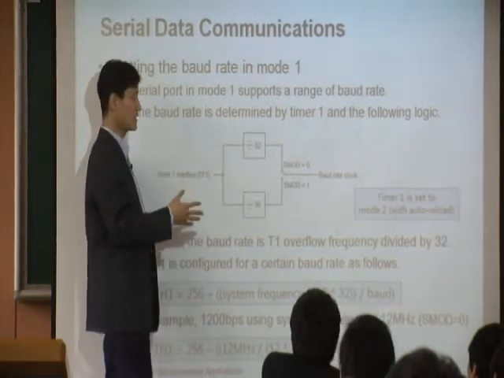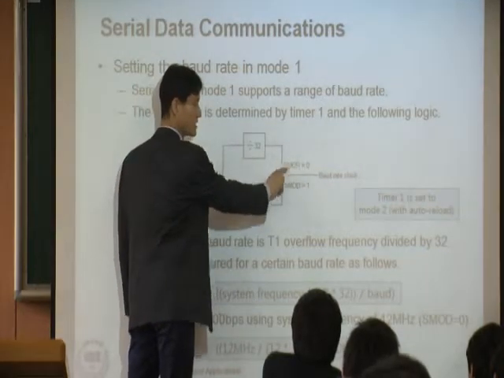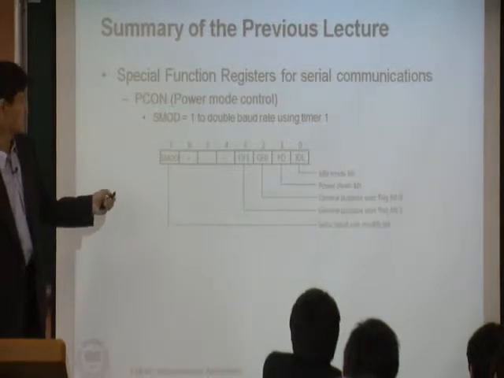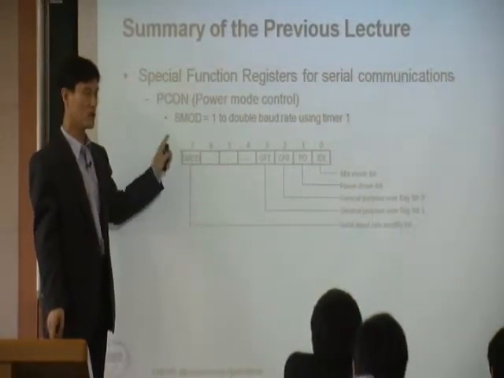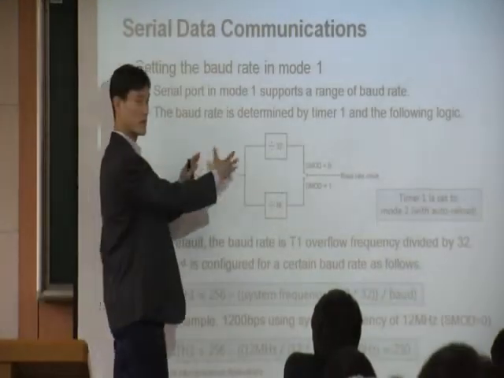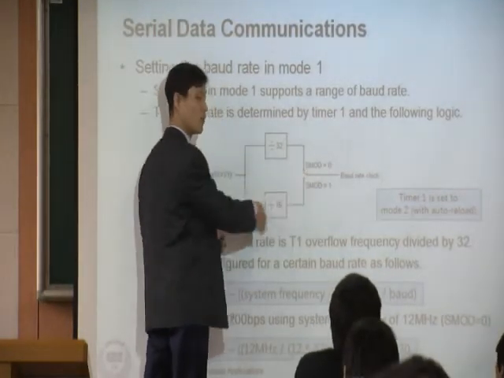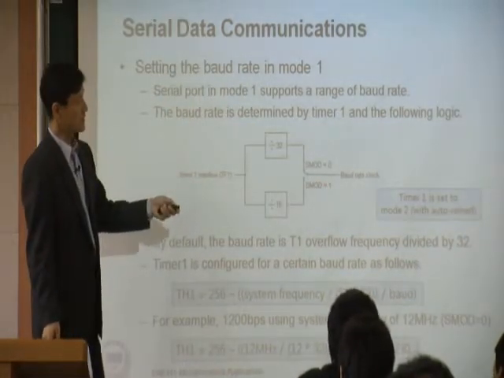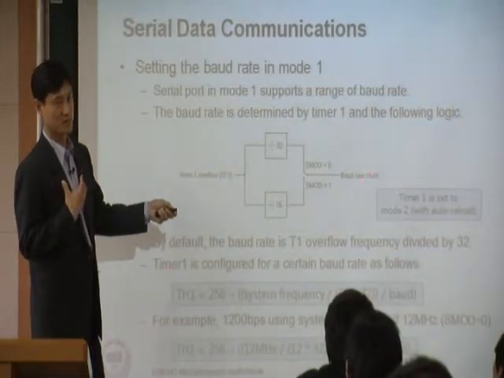So how to control that? How to control this one or this one? It is controlled by S mode bit. And where is S mode bit? Right here, S mode. So that's where you will use this bit. This bit may be 0 or 1. This is hardware, basically. Depending on that bit, we may be using this hardware or maybe use this hardware. Now, based on that, this is a baud rate clock. This is our final output.